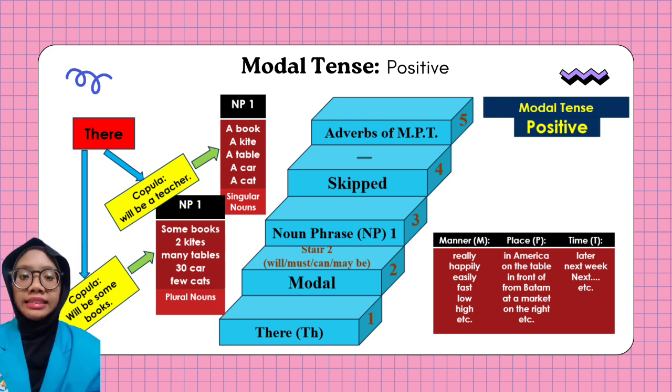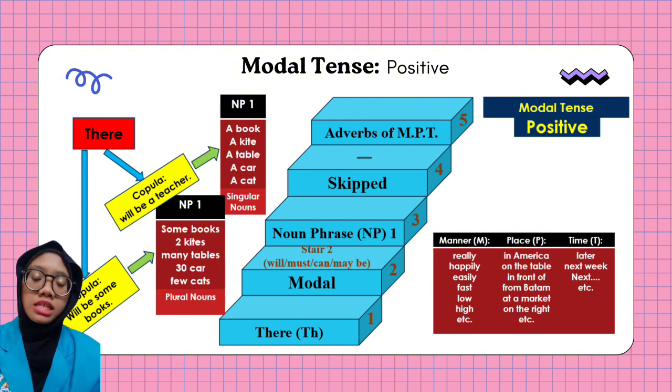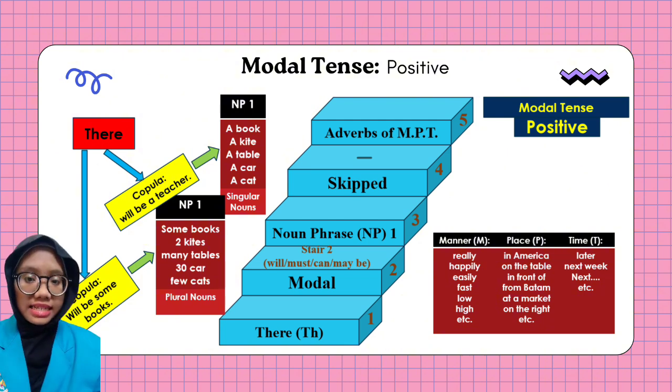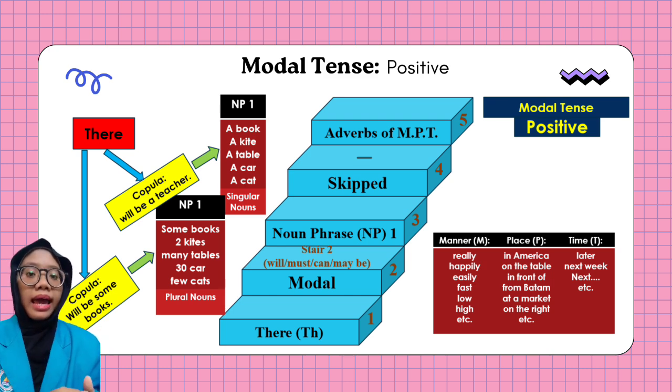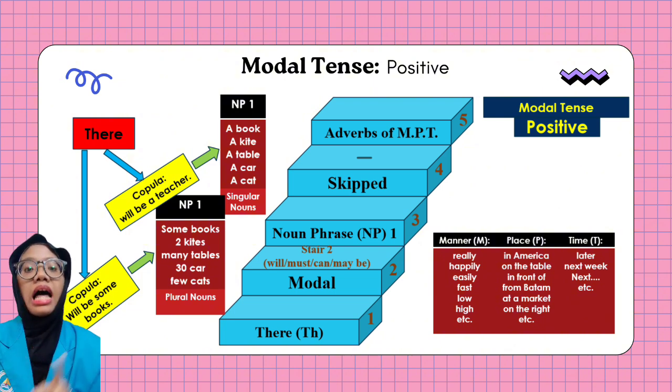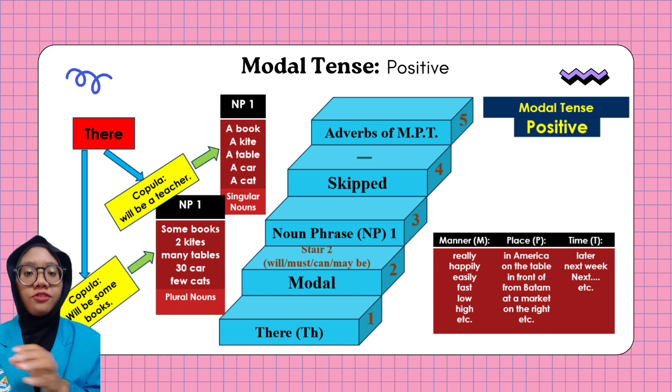Okay, now let's try an example of a positive sentence in modal tense. There will be a new menu at the Korean restaurant next week. There, for the first stair; will be for the modal; a new menu for the noun plus one; at Korean restaurant for the adverb of place; and next week for the adverb of time.